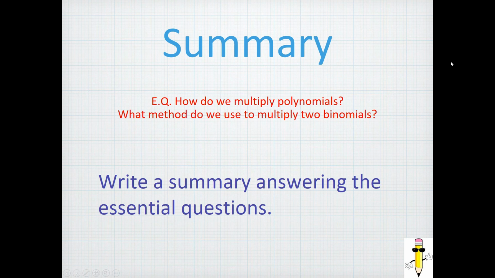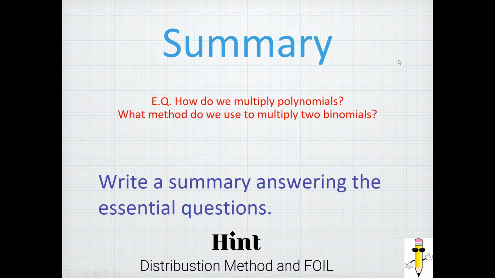I need 2 sentences to answer this, one for each question. So the first question is, how do we multiply polynomials? And what method do we use to multiply 2 binomials? I'm going to give you a hint, and the hint is distribution method, and you need to figure out how to word that into a sentence.